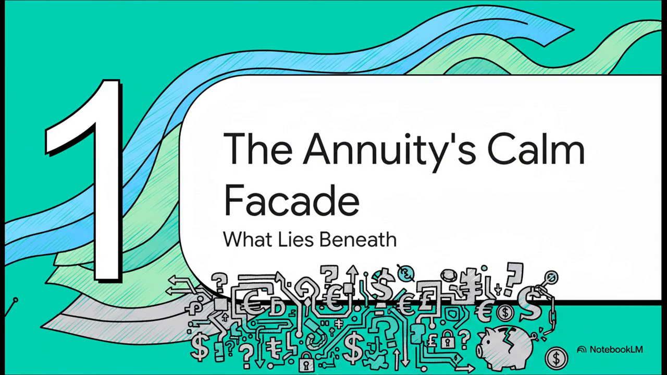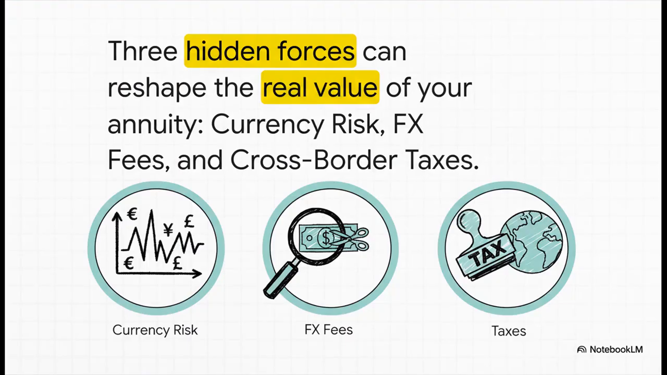All right, Section 1, the annuity's calm facade. We're going to look at what's really lying beneath those comforting promises of stability. So, we're going to investigate three main culprits here: currency risk, FX fees, and cross-border taxes. Now, these are the things that rarely, if ever, get brought up in the sales pitch. But believe me, they have the power to seriously shorten that financial runway you're counting on.